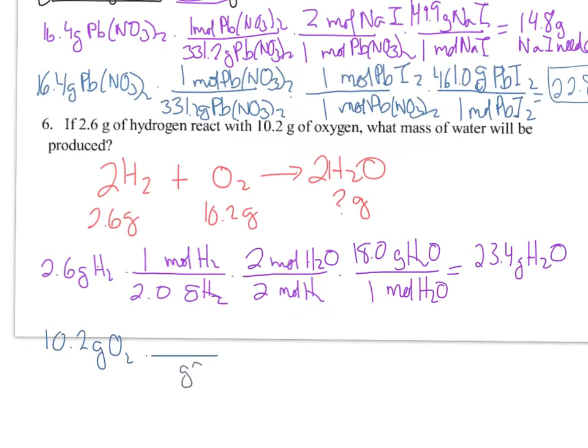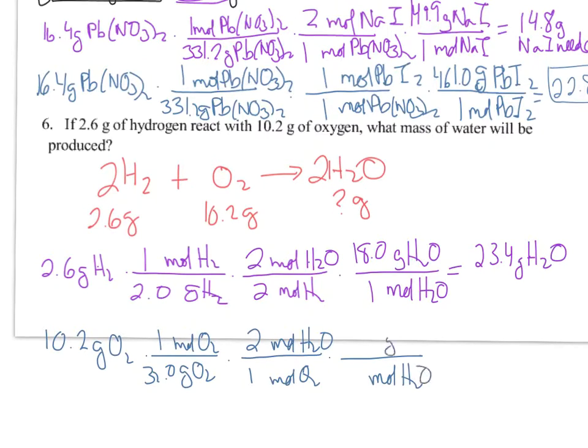So grams of O2 on the bottom, moles of O2 on top. 1 mole is 32.0 grams. Next, I'm going to go from moles of O2 to moles of water. My molar ratio is 2 to 1. Next, I'll go from moles of water to grams of water. Again, 1 mole is 18.0 grams. Plug that in, you get 11.5 grams of H2O.